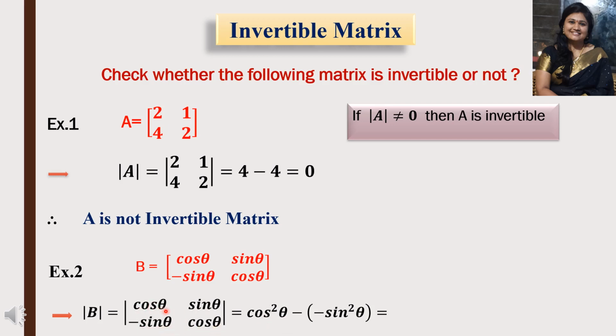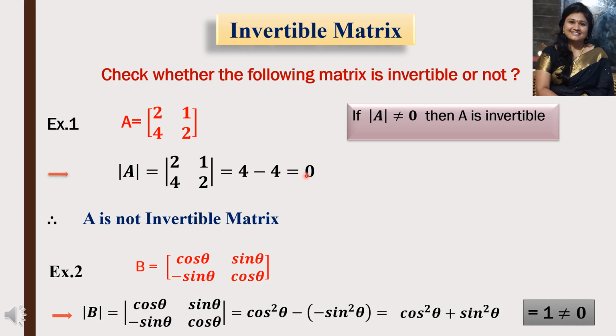So again we take the cross multiplication here. Cos into cos, cos square theta, minus sin into sin, that is sin square theta, right? But here there is a minus sign, so it is minus of sin square theta. So minus minus becomes plus. So we get cos square theta plus sin square theta, and this is your first fundamental identity, whose value is 1, and 1 is not equal to 0, therefore the matrix is an invertible matrix.